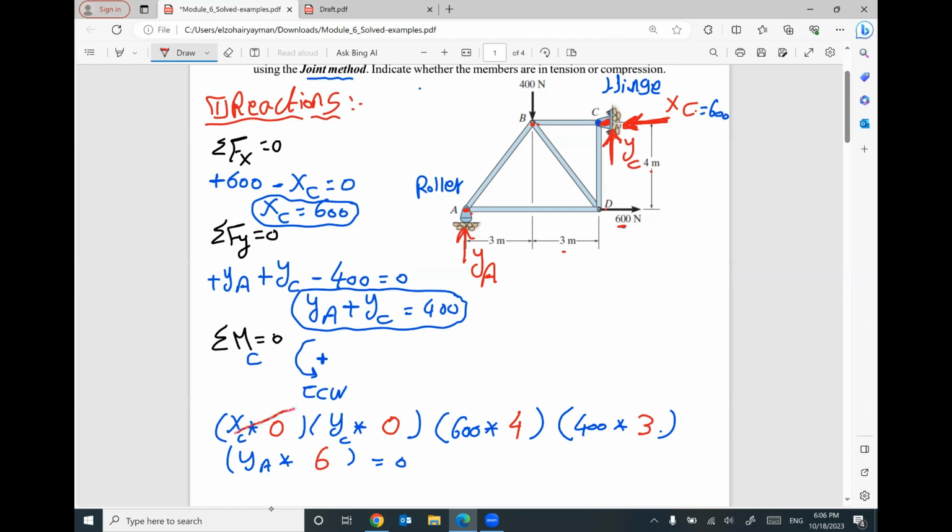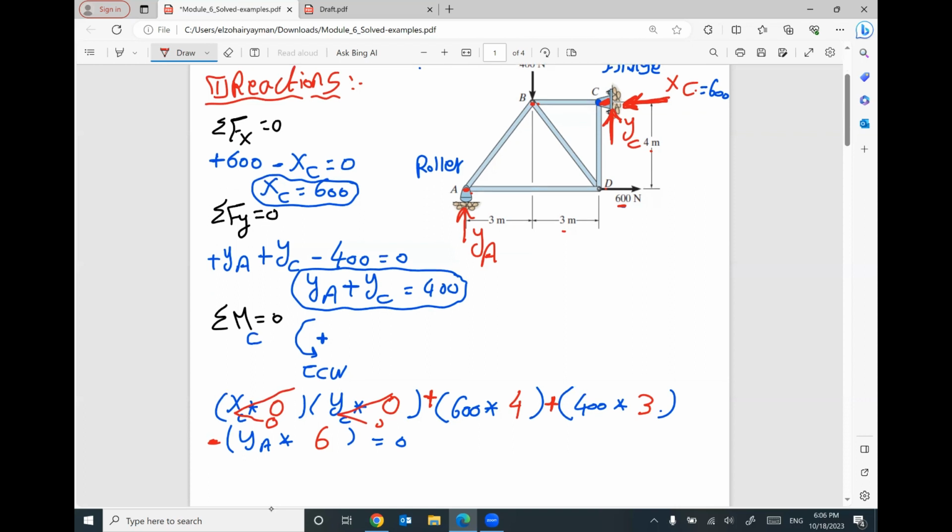I don't care about the direction or the sign of these terms because they will be 0. 600 times 4 will rotate counterclockwise, so it will be positive. 400 times 3 will rotate counterclockwise, so it will be positive. YA is rotating clockwise, so it will be negative. The only unknown in this equation is YA, so I can figure out the value of YA. It will be 600 times 4 plus 400 times 3, divided by 6. Your reaction will be 600.